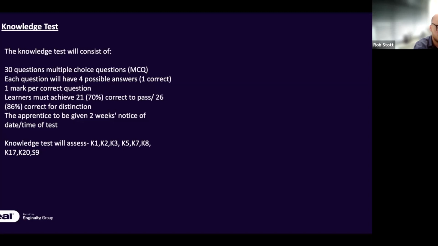And again, these are all from the assessment plan. This is what's been agreed by the Trailblazer group. The apprentice will be given at least 2 weeks notice. Again, drawing back to the last couple of slides when we went through those stages, 2 weeks notice must be given to the apprentice before completing the knowledge test. And the knowledge test will assess, again, K1, K2, K3, K5, 7 and 8, 17, 20, and S9. So we will draw questions from those knowledge and skill statements.